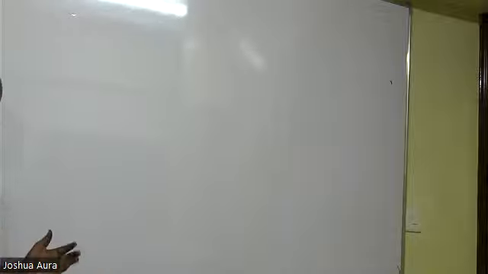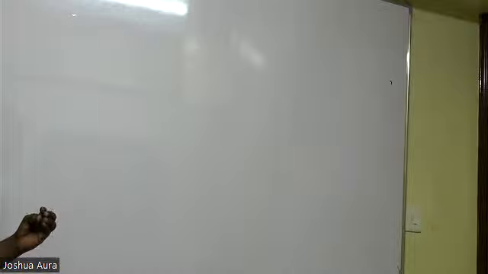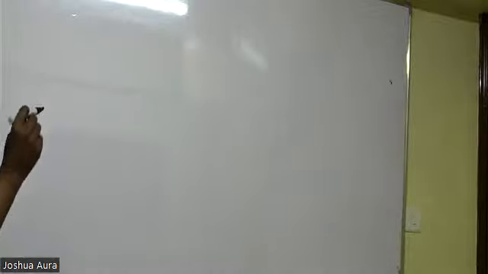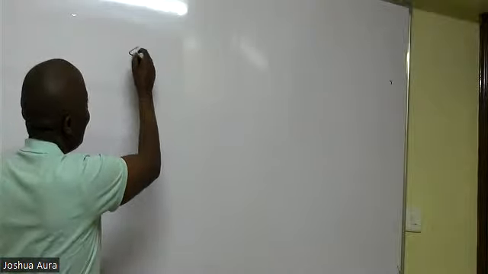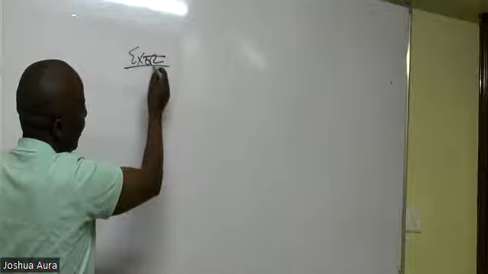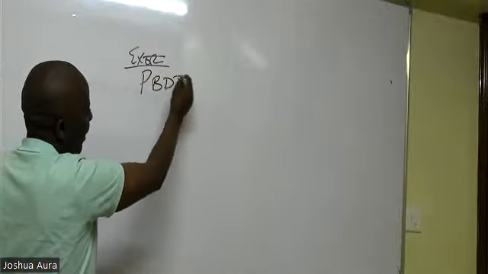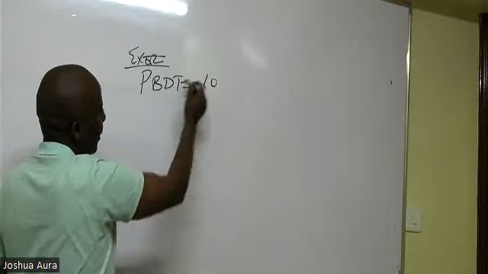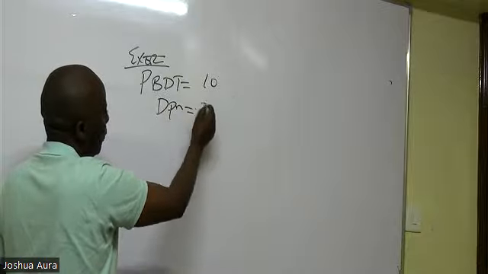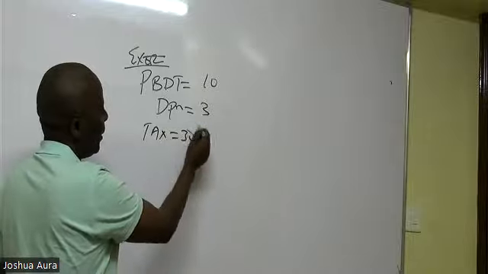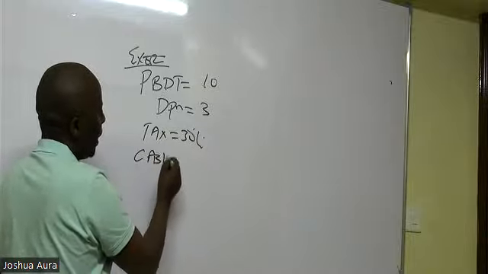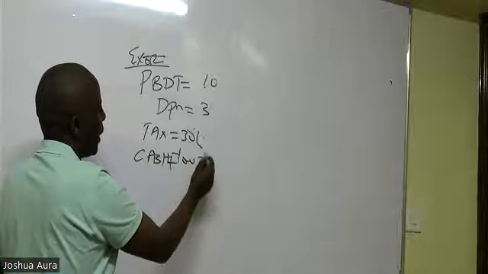Now I want us to look at this a little. Now, ladies and gentlemen, if for example you are given profit, these are basically exercises to help you. You're given profit before depreciation and tax of say 10, and then they give you depreciation of say 3. And then tax is 30%. Could you kindly give me the cash flow there?